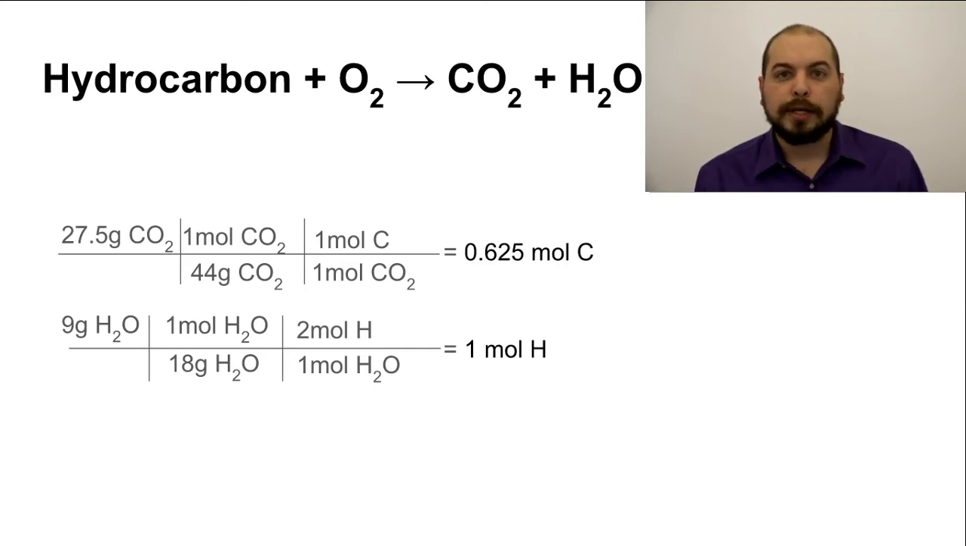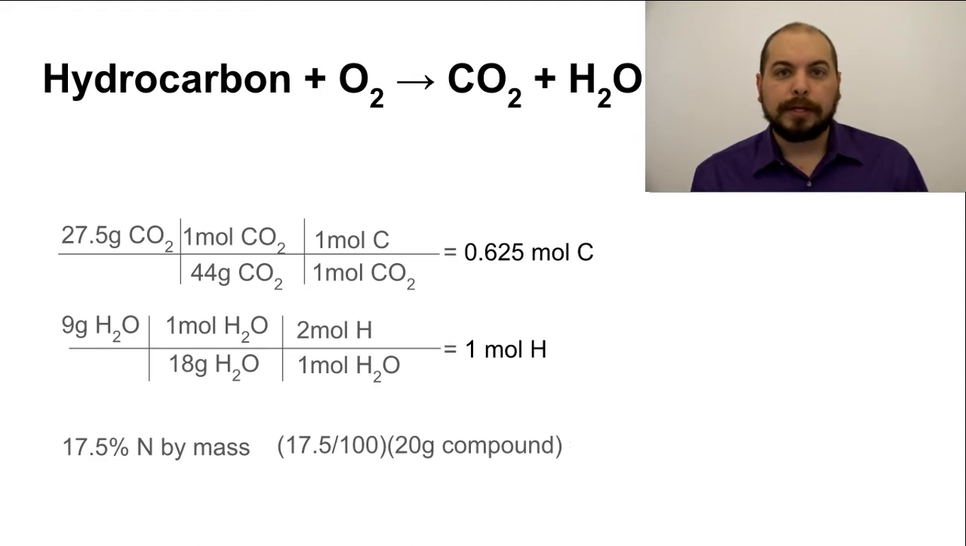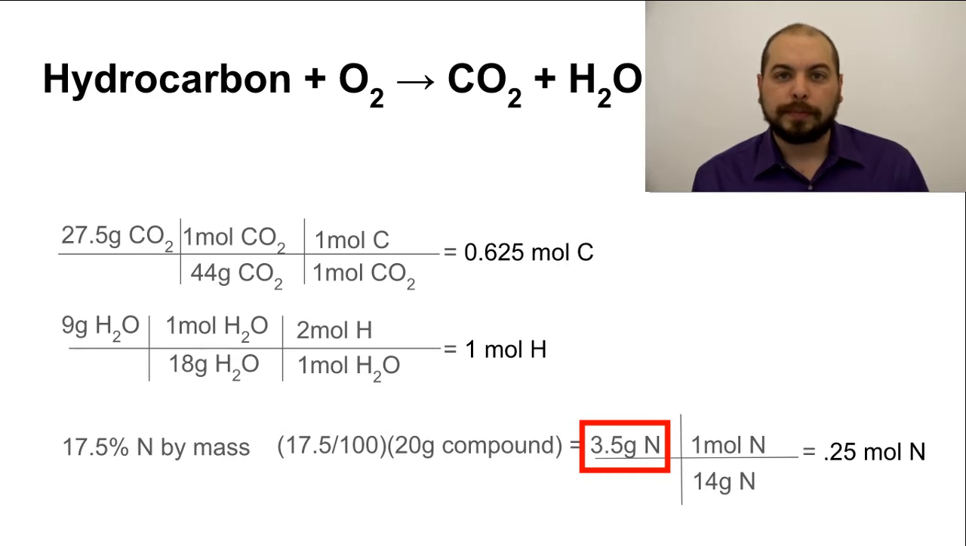We can find nitrogen using the 17.5% by mass, which means that we take the 20-gram sample that we had, multiply it by 0.175, or 17.5 divided by 100. Then we take the 3.5 grams that we end up with and use that information to find the number of moles of nitrogen. So we divide by the molar mass of nitrogen, which is 14 grams per mole. And what we end up with is 0.25 moles of nitrogen present in the compound. So now we found the carbon, the hydrogen, and the nitrogen. What remains is the oxygen.